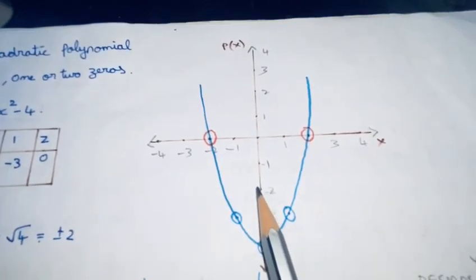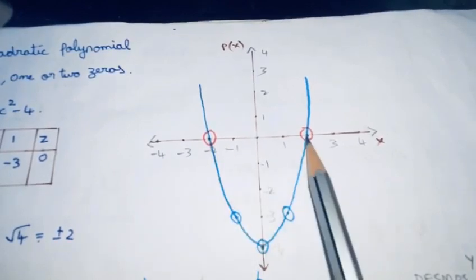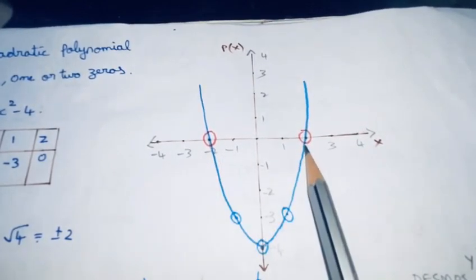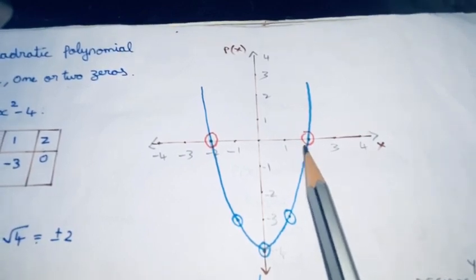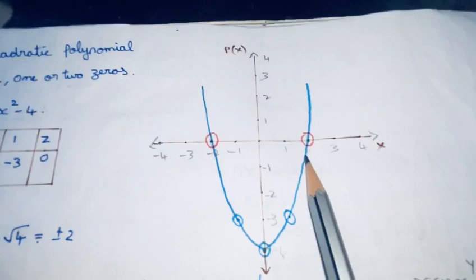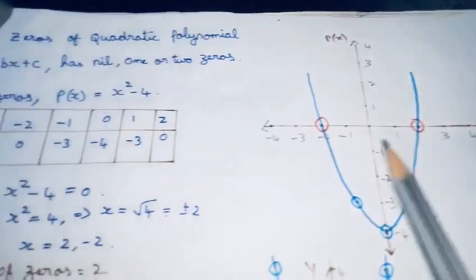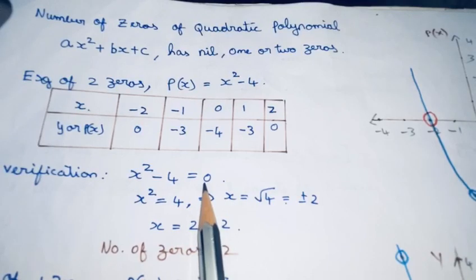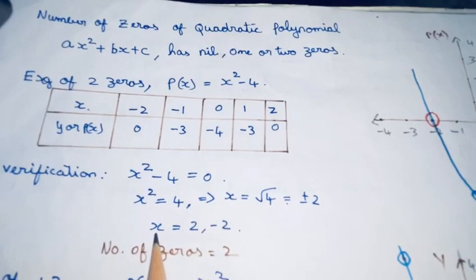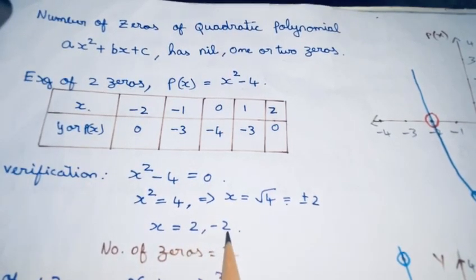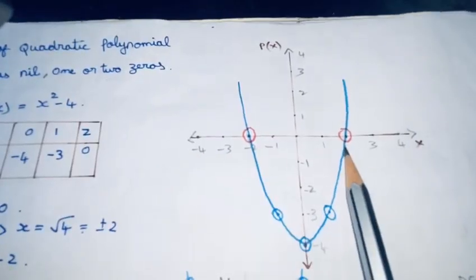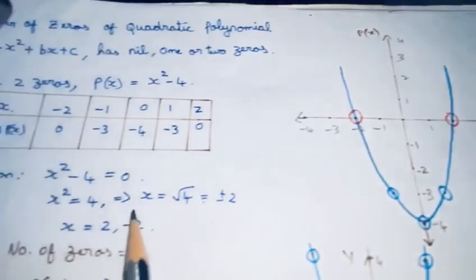Now, from the graph you can find it is going to intersect x axis at 2 points, minus 2 and 2. Hence, the number of zeros of this particular polynomial is 2 and the solution is minus 2 and 2. We are going to verify it by equating the given polynomial to 0. On equating it to 0 and solving it, you get the value of x as 2 and minus 2. As previously we have found in the graph, it is intersecting at minus 2 and 2. Hence, this particular solution is correct.